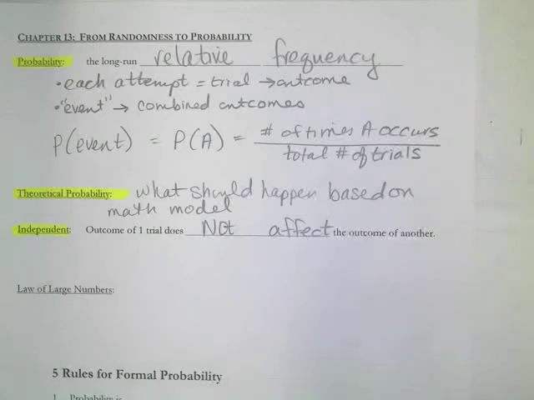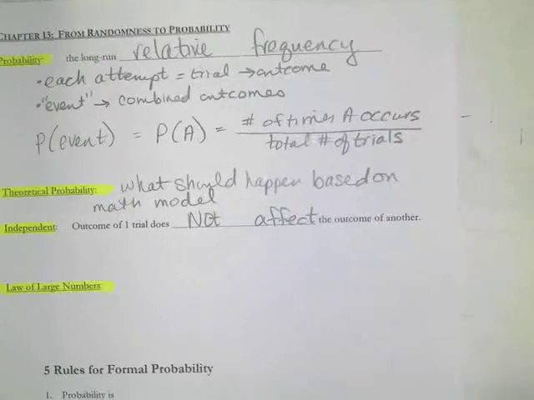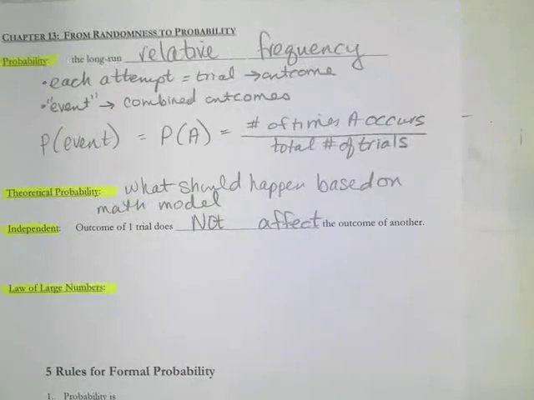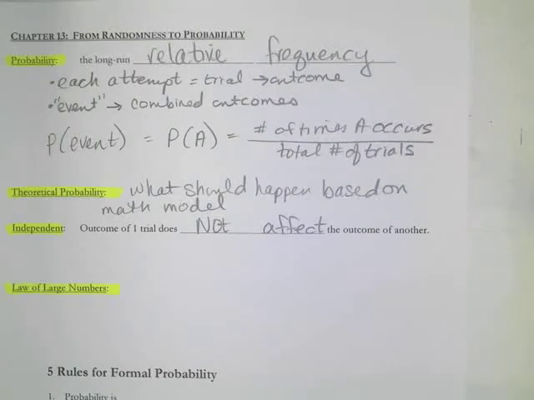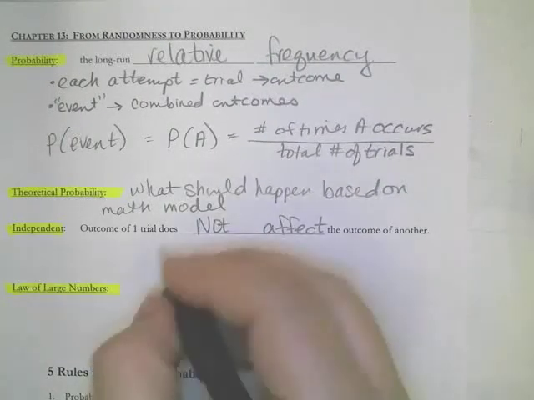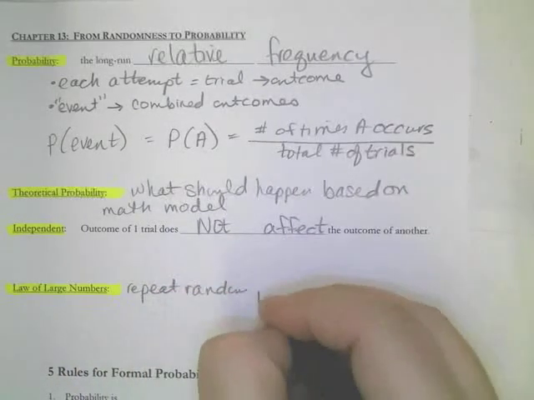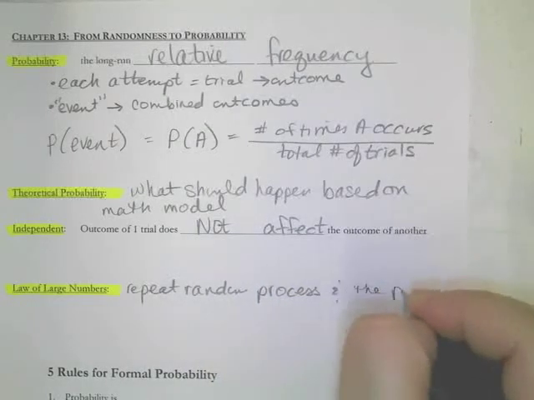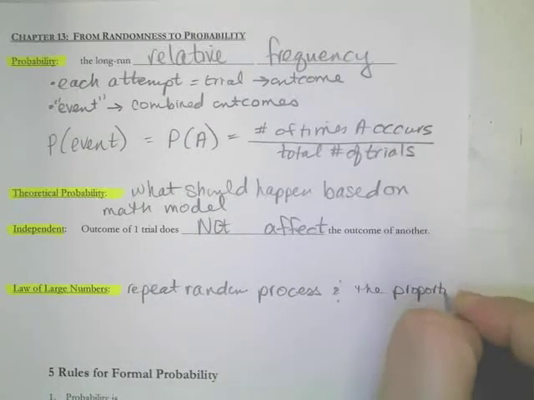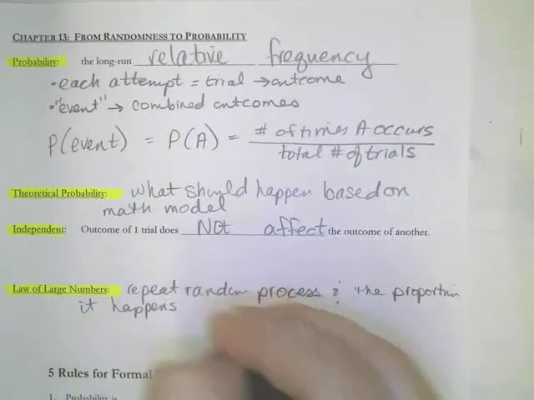Okay. All right, so the law of large numbers. What this pretty much says is the more you do something, the more accurate it's going to be, and it's going to eventually get to the true proportion or the true probability that an event will happen. So you repeat a random process, and the proportion it happens, that is the probability.